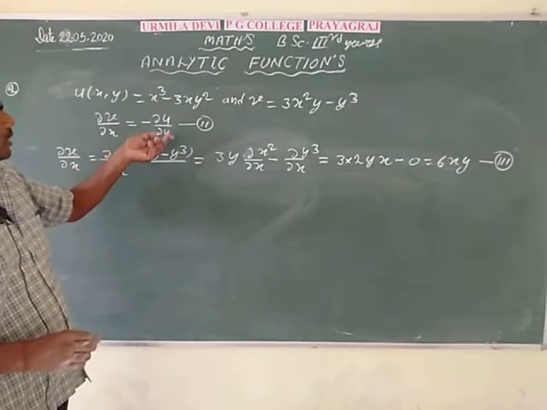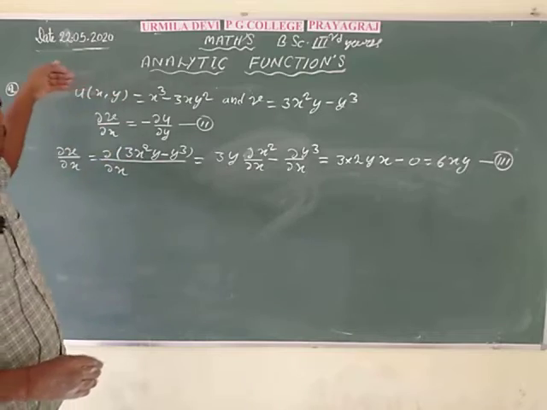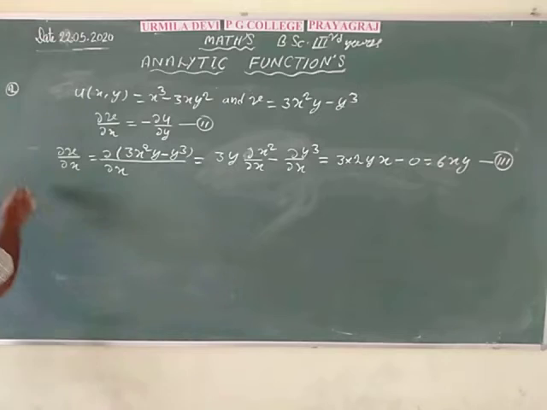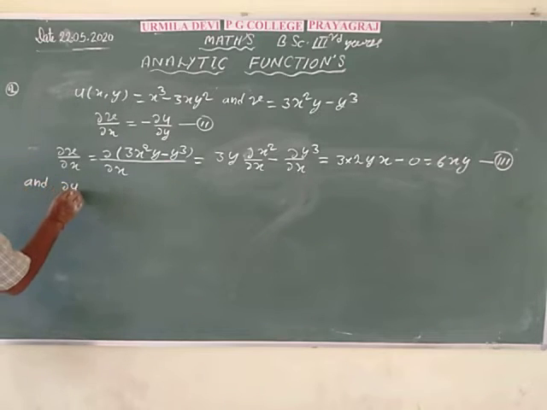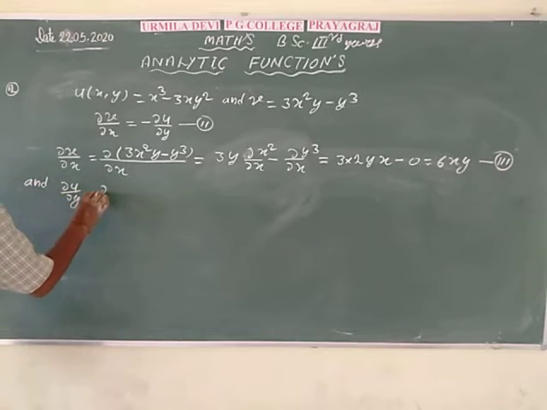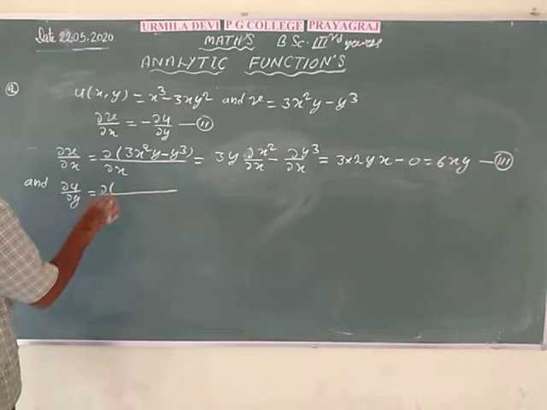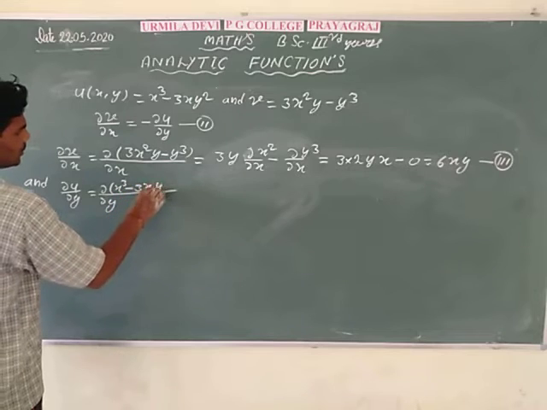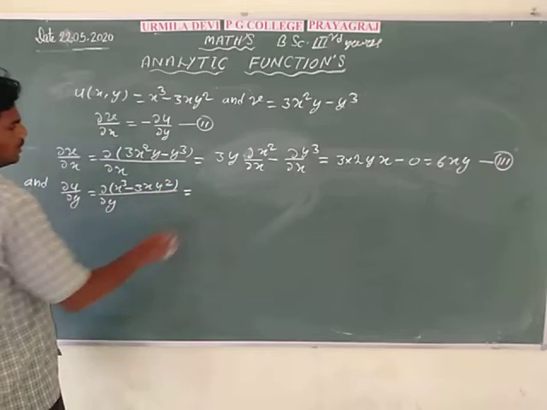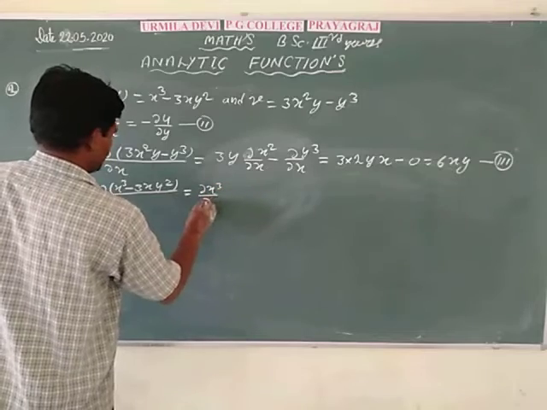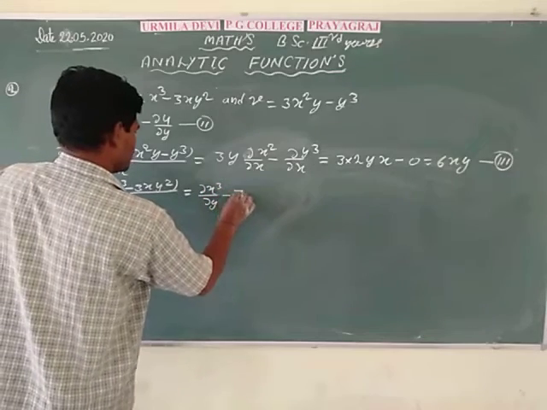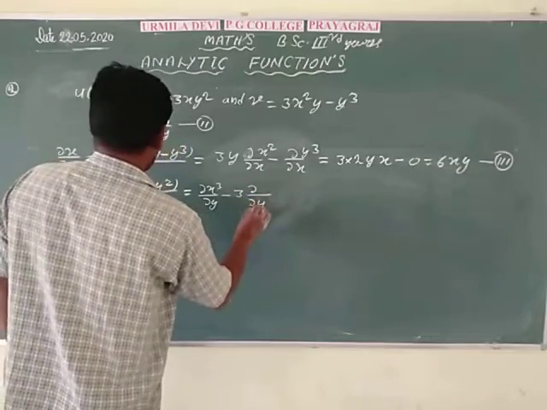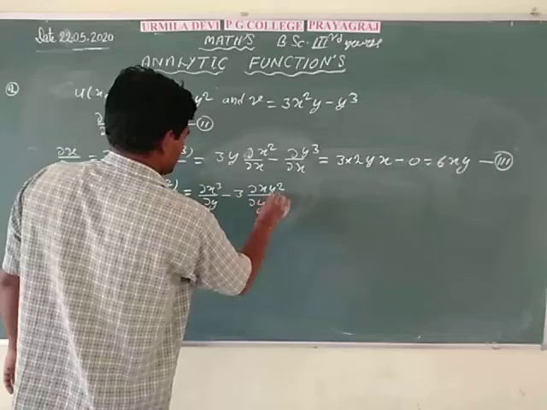And calculate the value of del u by del y, meaning take the partial differentiation of function u with respect to y. Del u by del y is equal to del by del y, putting the value of u, x cube minus 3xy square, is equal to del x cube by del y minus 3, taking 3 outside because it is already constant, so del by del y of x y square.